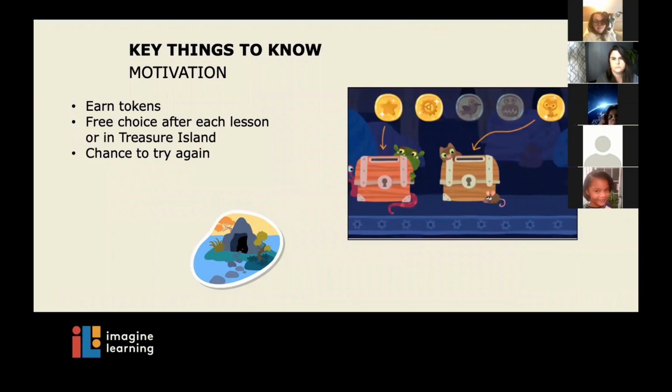So we really want to promote that growth mindset and give students the opportunity, if they do notice that they did not get all of their tokens, to try again. And they can do that in the Treasure Island section on the map. When they go there, they're going to have that opportunity to retry any lesson and earn those tokens.